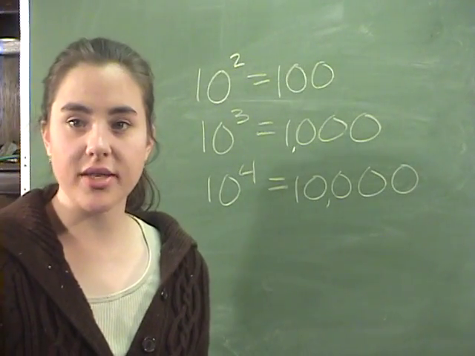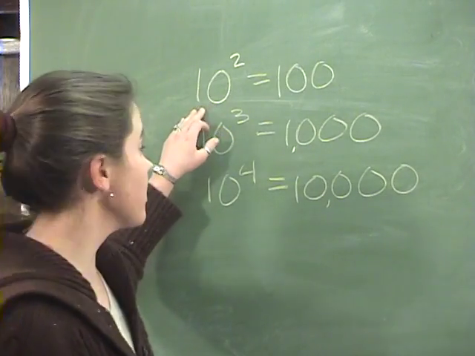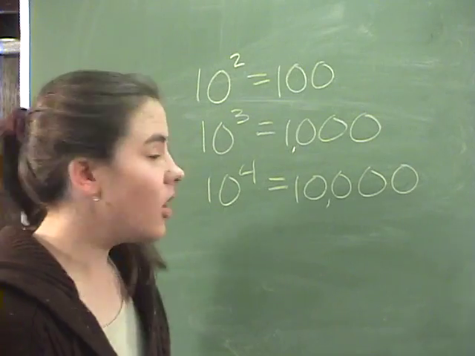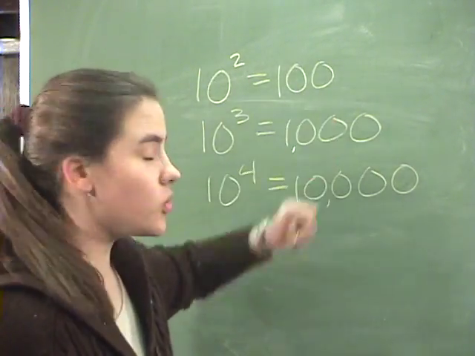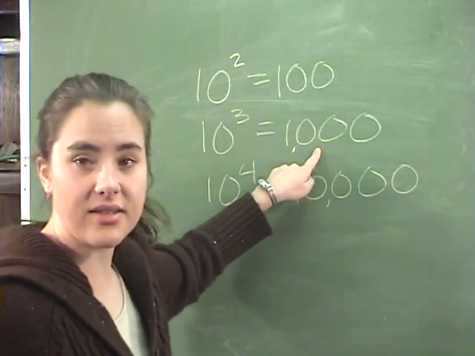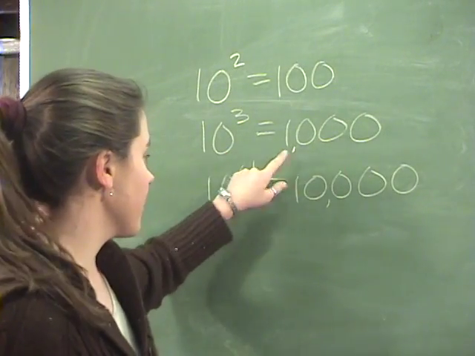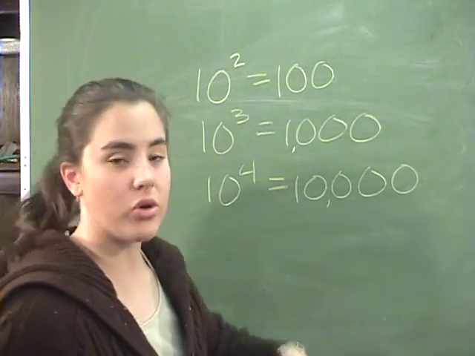Scientific notation is fairly simple. You start with a base of 10, and then you raise 10 to an exponent that tells you how many total zeros come after the 1. For instance, 10 to the second is 100 because there are 2 zeros after the 1. 10 to the third is the same thing as 1,000 because there are 3 zeros after the 1. 10 to the fourth works the same way, having 1, 2, 3, 4 zeros.